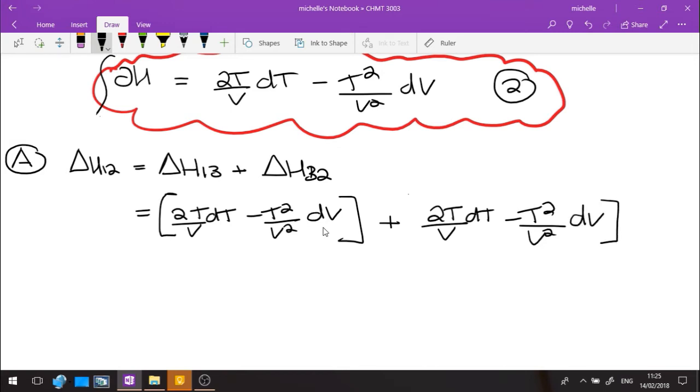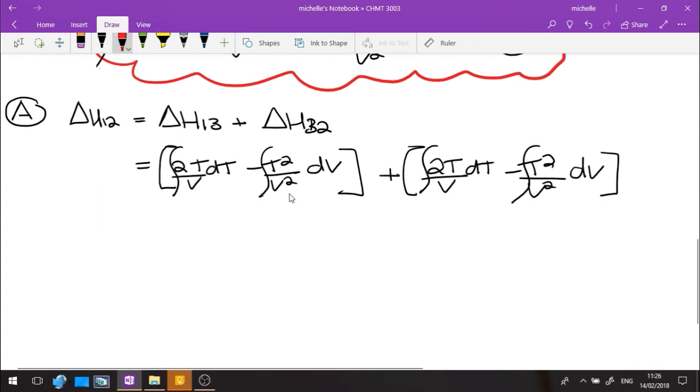Okay, but I still need to integrate these, and I still need to evaluate it. But what did we say for delta H13? So from point 1 to point 3, we said T is constant, but V changes. Okay, so that means from path 1 to 3, my delta H for that is T is constant.